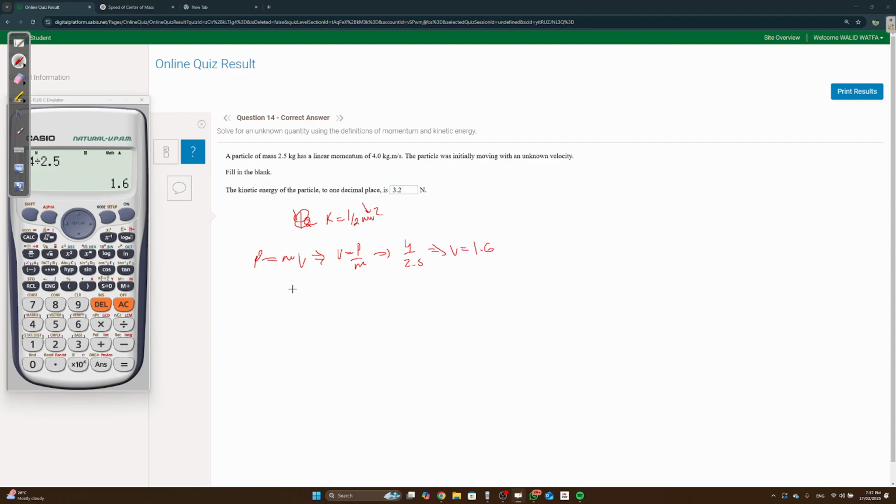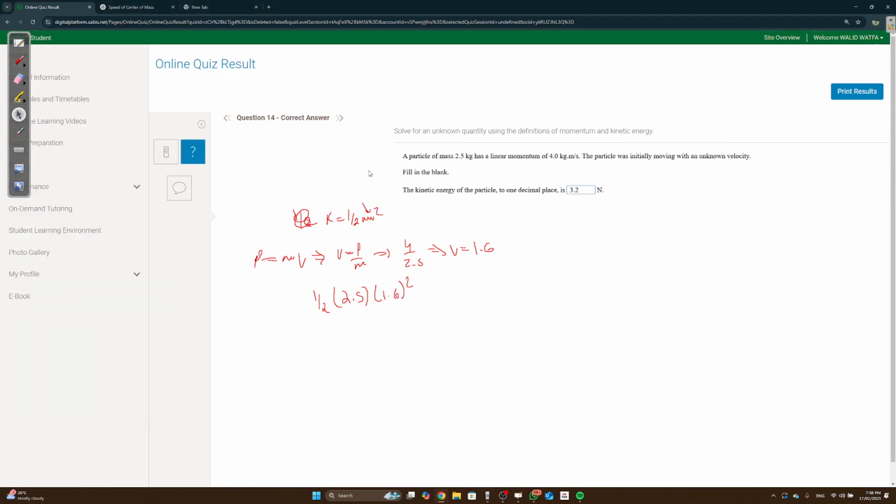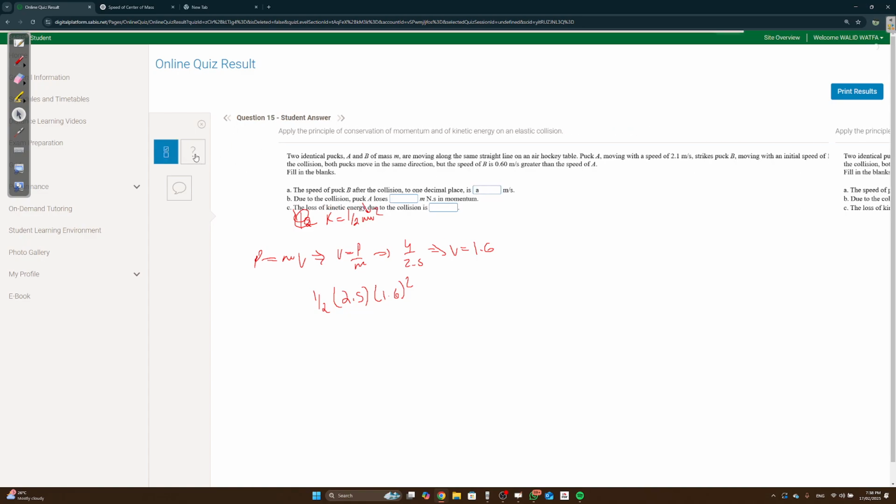So what does that mean? Kinetic energy is half times the mass 2.5 times 1.6 squared, which is 3.2 newtons. The newtons should be joules. The unit is wrong.